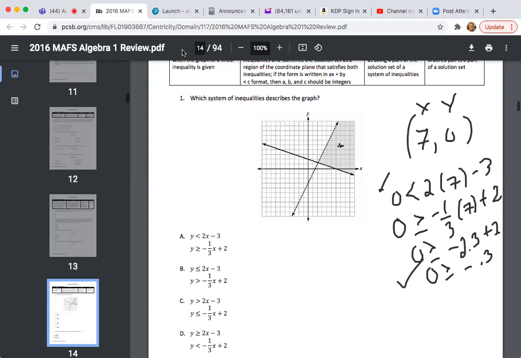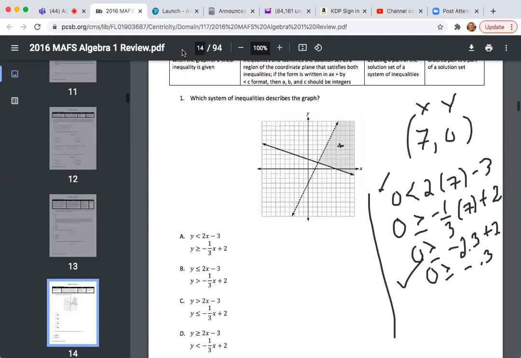Now, Miss Alcier, how do you know if it's the right answer or the wrong answer? Well, first of all, the point I selected in the gray region made both inequalities true. So guys, let's try it on a different letter. Let's try it with letter B. Is it going to make both inequalities true?